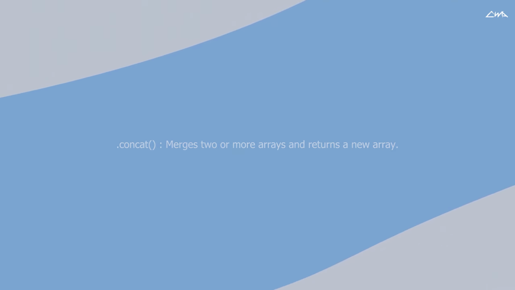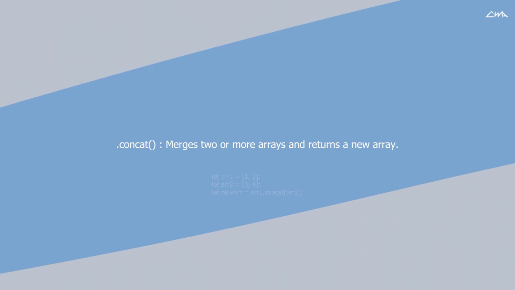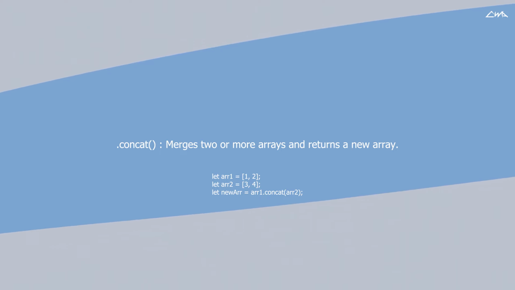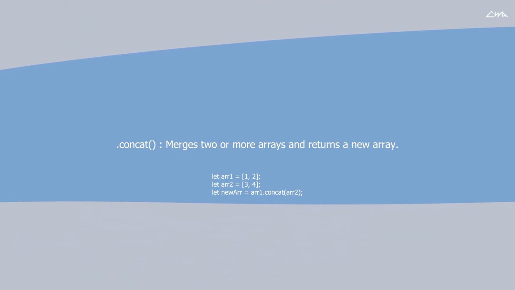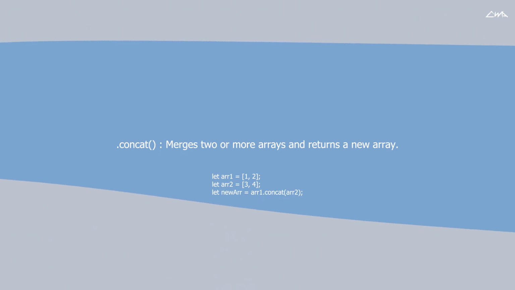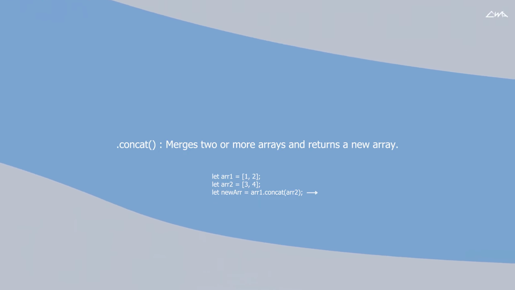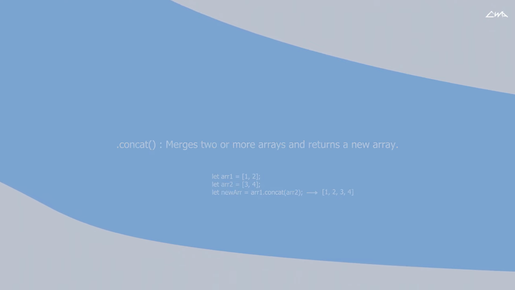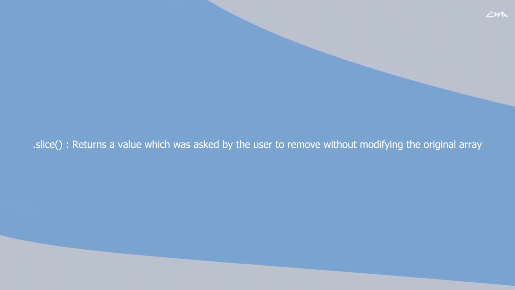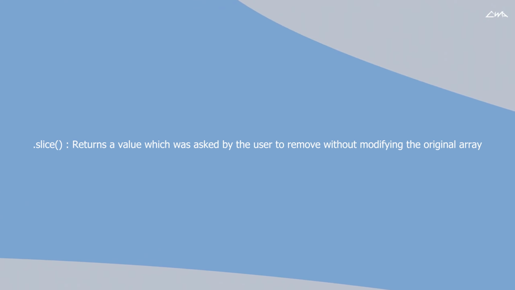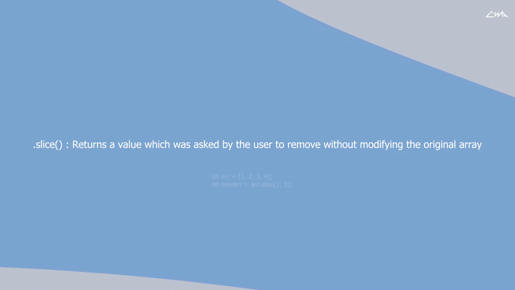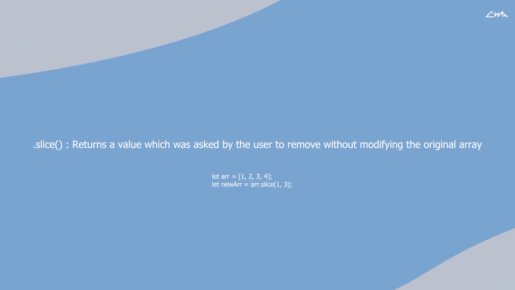Next we have .concat. It merges two or more arrays and returns a new array. For example, let arr1 = [1, 2], let arr2 = [3, 4], let newArr = arr1.concat(arr2). So the value of newArr will be 1, 2, 3, 4. Next we have .slice. It returns the portion asked by the user without modifying the original array. For example, let arr = [1, 2, 3, 4], let newArr = arr.slice(1, 3).